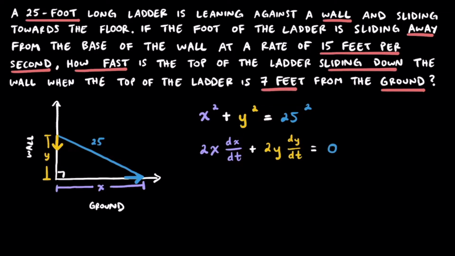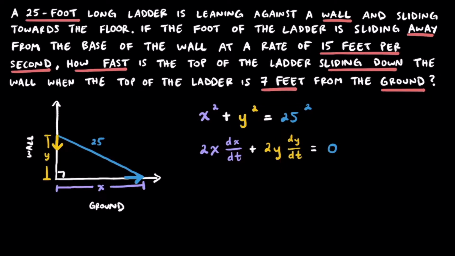So the derivative of x squared is going to be 2x times dx/dt. The derivative of y squared is going to be 2y times dy/dt. And the derivative of this constant is just going to equal 0. Now, since the question is asking us how fast the top of the ladder is sliding down the wall, we actually are going to be looking for this dy/dt. This represents the rate at which the vertical part is changing.